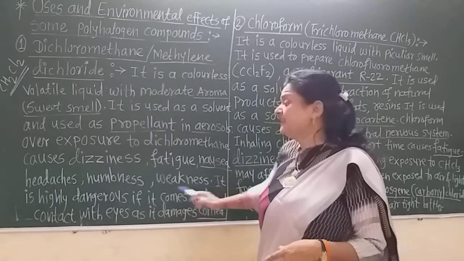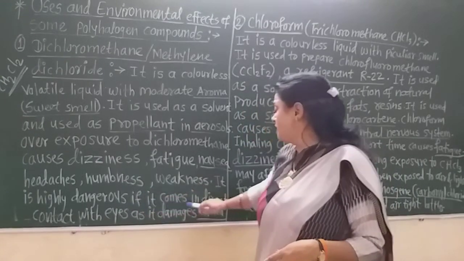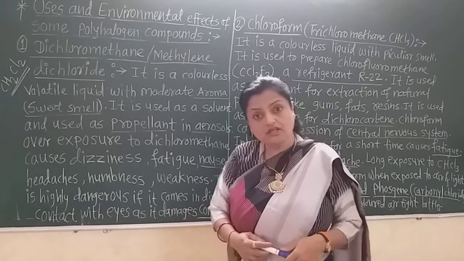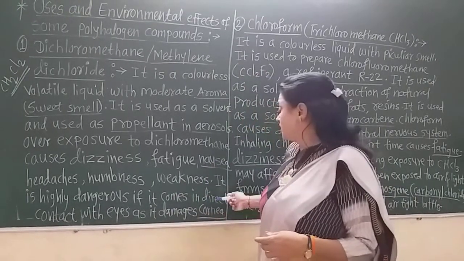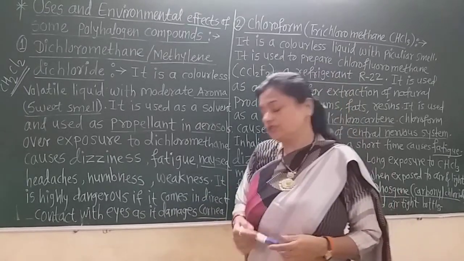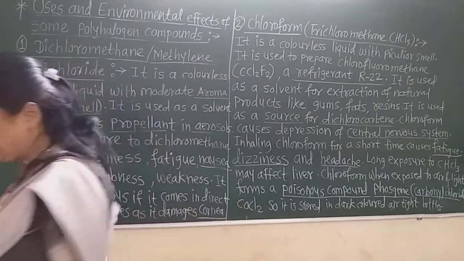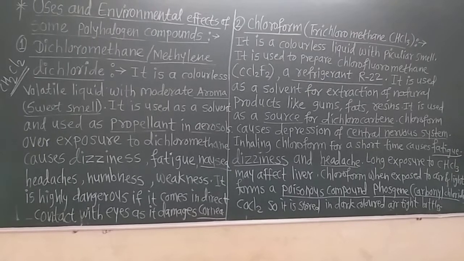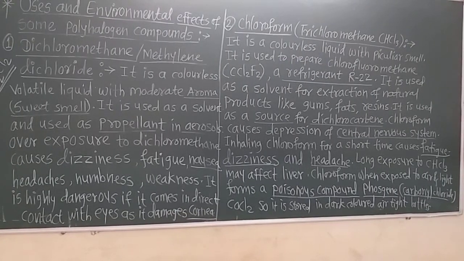And it is highly dangerous because if it comes in direct contact with the eyes, it damages the cornea, which is a part of our eye. So these are the very dangerous effects of dichloromethane. A disagreeable smell is also there. That is why it causes dizziness, numbness, headache, weakness, fatigue, etc. And on direct contact with the eyes, it damages the cornea.